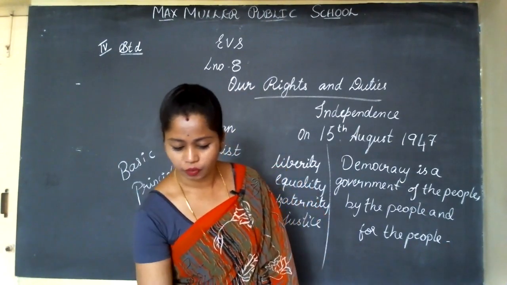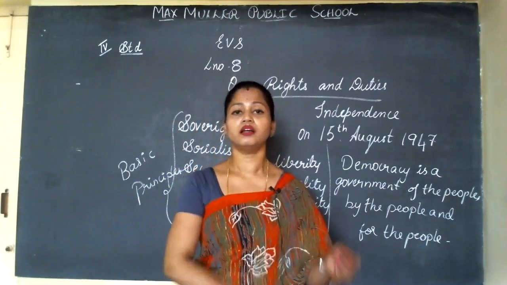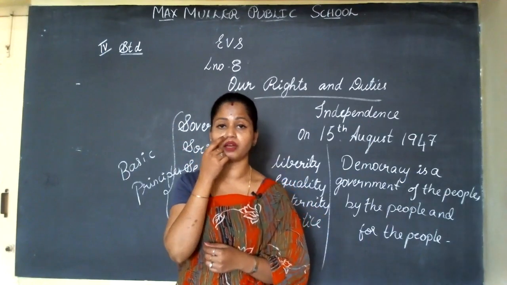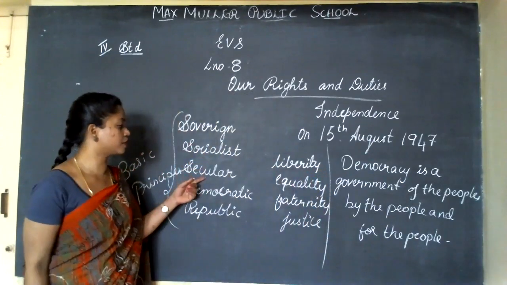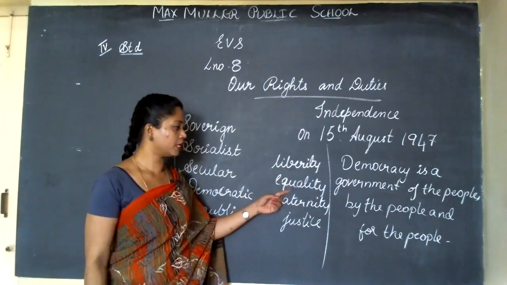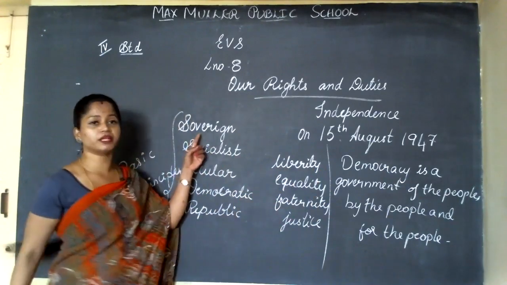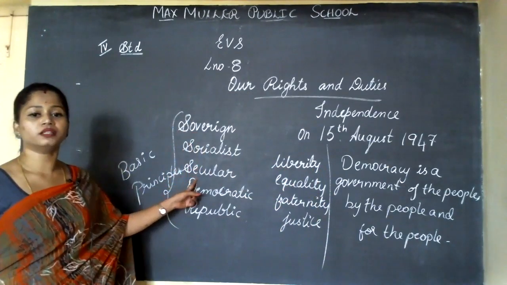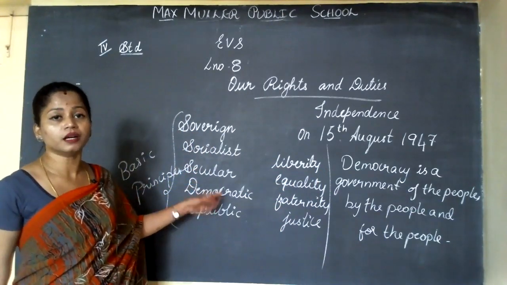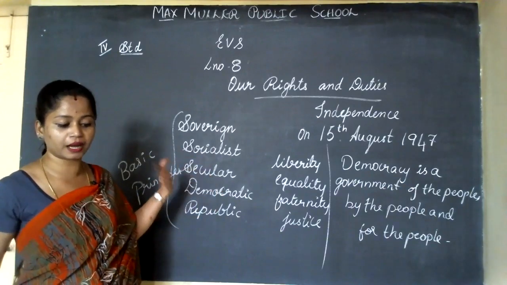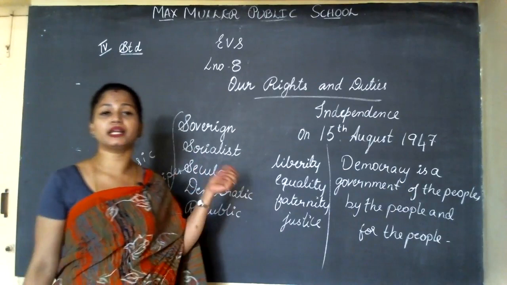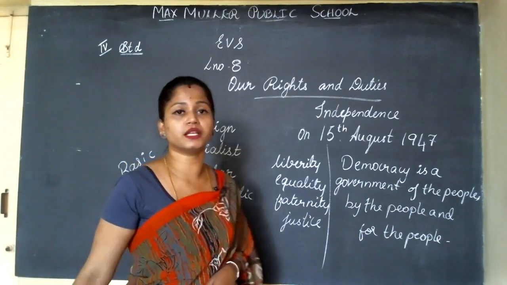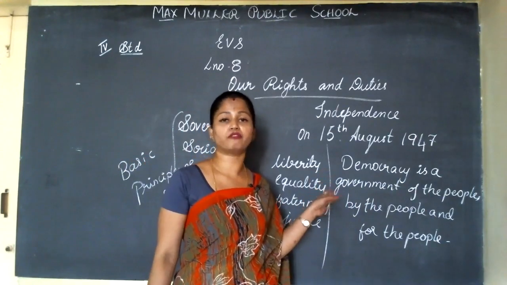Now, what we learned was that our constitution came into force on 26 January 1950, and the introduction page mentions: sovereign, socialist, secular, democratic, republic, liberty, equality, fraternity, and justice. Sovereign means India is a free country. Socialist, all the people are equal. Secular, all the religions are equal. Democratic, the people are electing the leaders. Republic means the elected leaders are forming a government and representing the people. And democracy is a government of the people, by the people, and for the people.